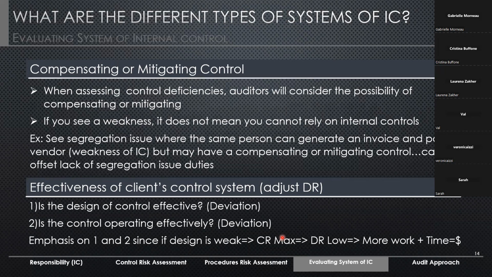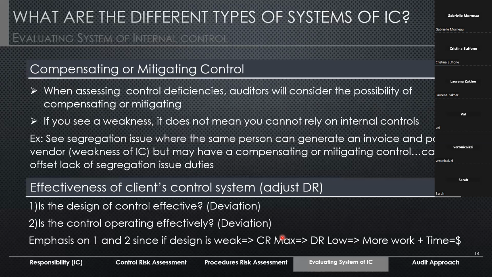Okay, so let's say in a small company, there's one person doing the journal entries and the cash disbursement, but maybe you have the CFO or the CEO always checking every transaction. Okay, so that's your mitigating control.